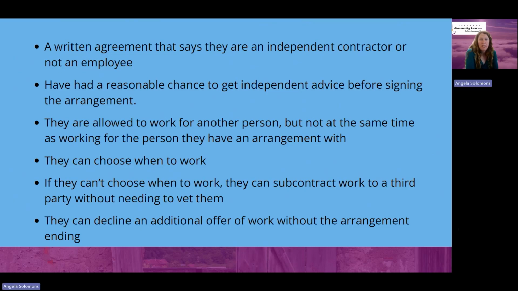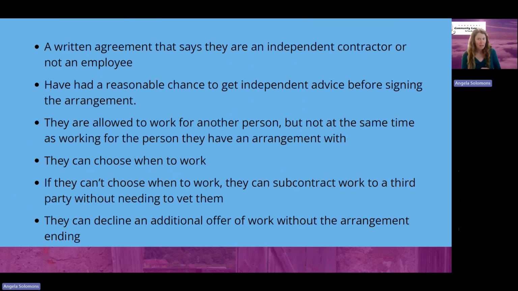Yep, so Tara has said he didn't get a reasonable chance to get independent advice. This is true. He has failed on that one. He has also failed on another one as well. Does anyone know which one that is? Yep, the very first one. Okay, so he's failed on both of those first two.